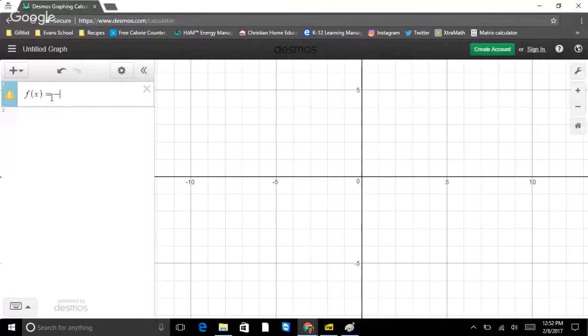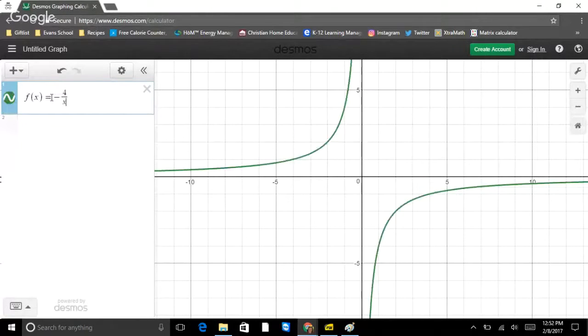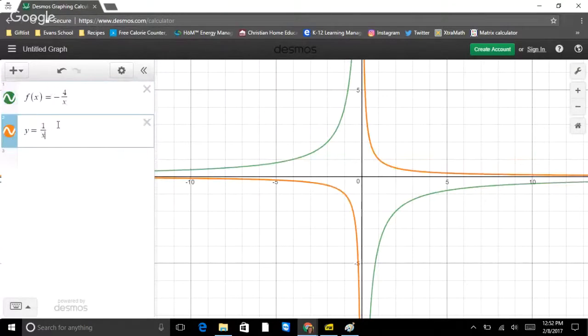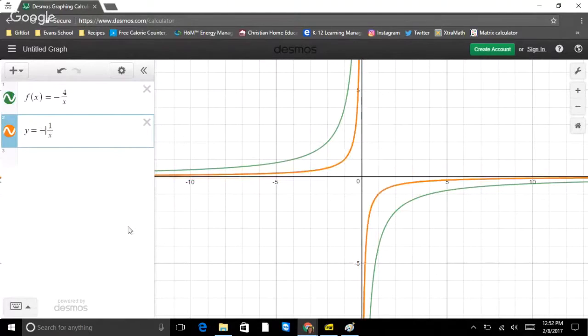So the function is negative 4 divided by x. Okay, so we have this graph, and I can put up 1 over x just so you can compare, or I'll even do negative. You can see that when we have the 4, it's just multiplying times 1 over x, so we have things that are growing more quickly.